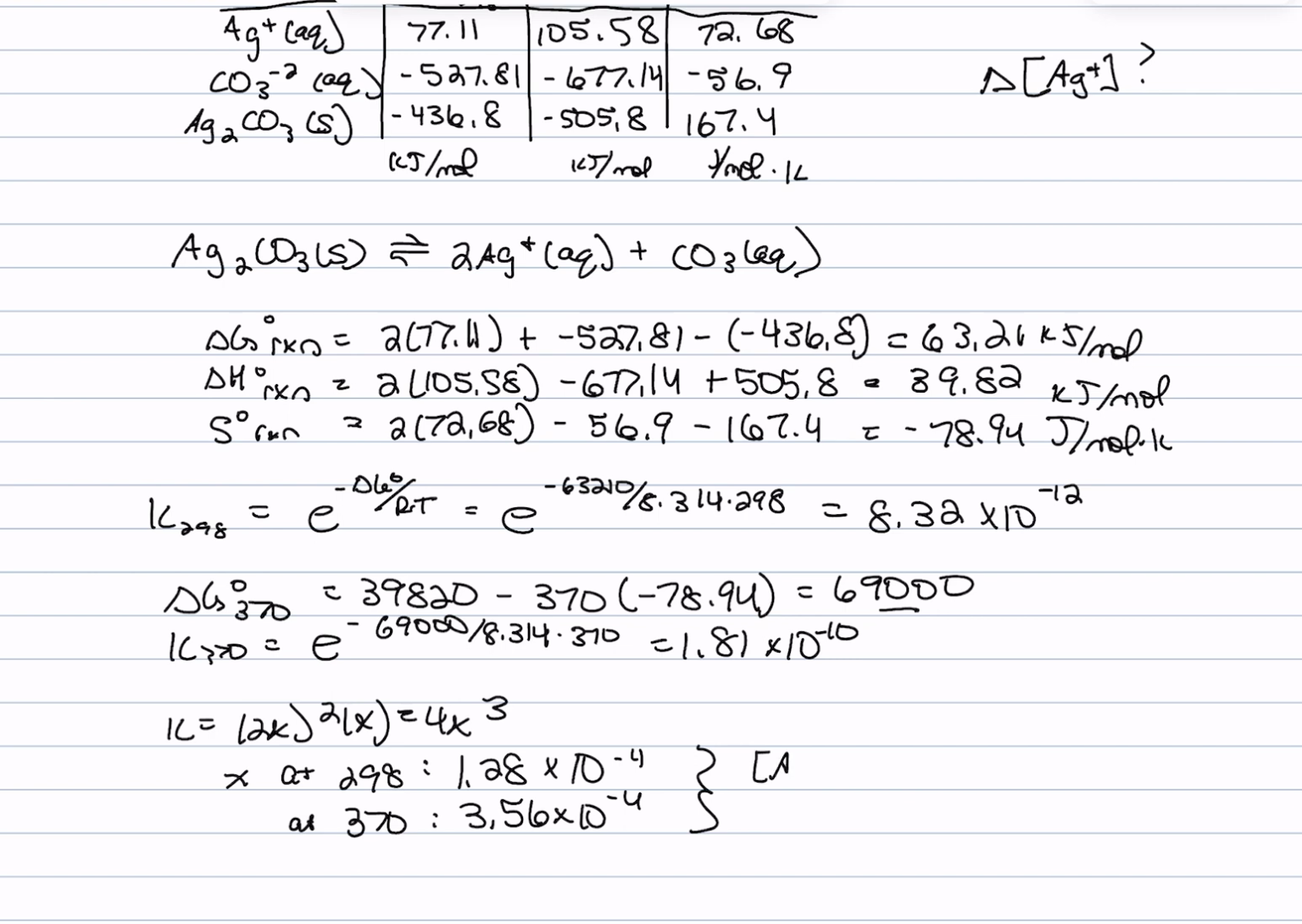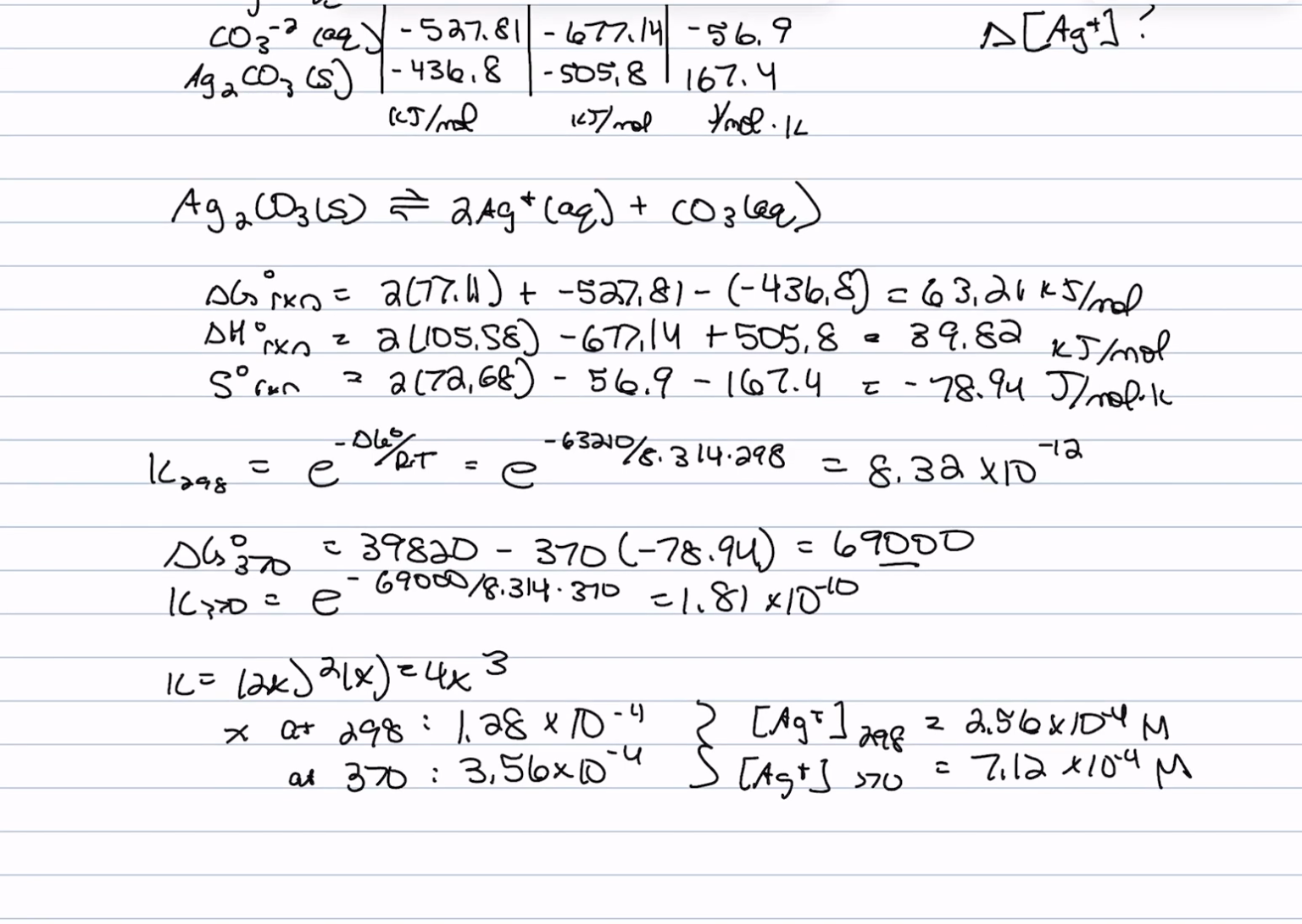So in both cases, we need to multiply that by 2, since that's the coefficient. And so at 298, that's 2.56 times 10 to the negative 4 molar. And at 370, that is 7.12 times 10 to the negative 4 molar. And the final step is to take the difference between them in order to get the change in Ag plus. And so that would be 4.56 times 10 to the negative 4 molar.